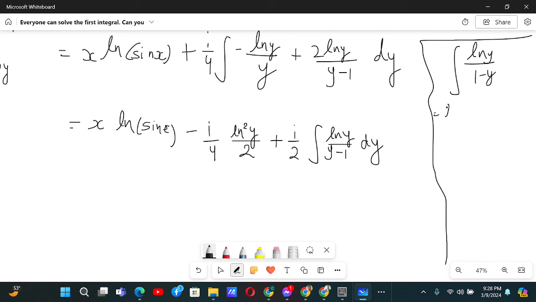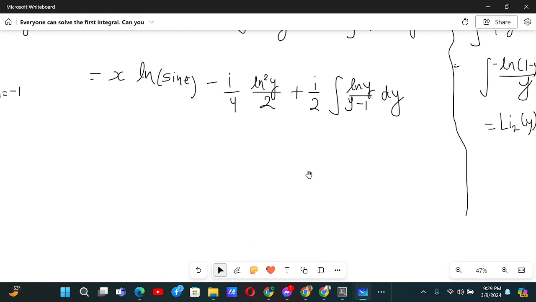first of all, use integration by parts, and due to that, in the second part we will have ln y times ln of 1 minus y by y, this differentiated and integrated, and also a minus sign over here. And now we know that this is just Li2 of y, so we can use this way. I will show you how we can use that over here as well.